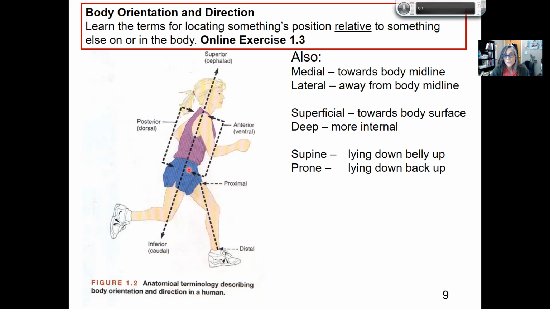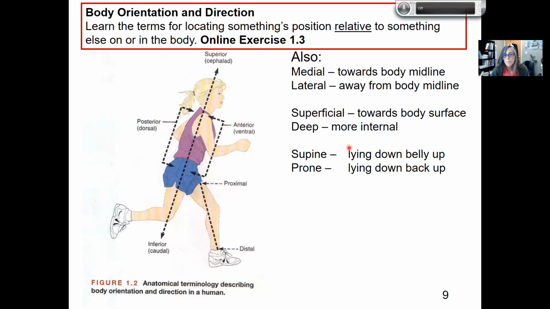So again, it is which one is closer to the feet, or which one is closer to the head. And remember, they work in pairs. So it's just a matter of figuring out the structure and where it is. And that takes care of this picture.